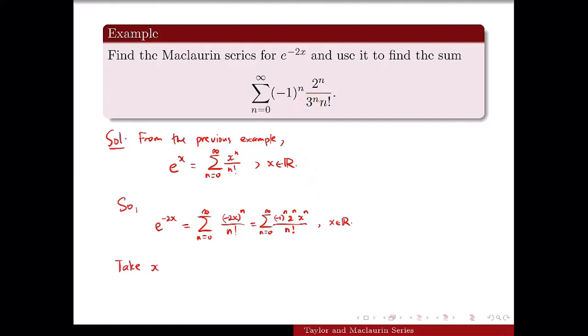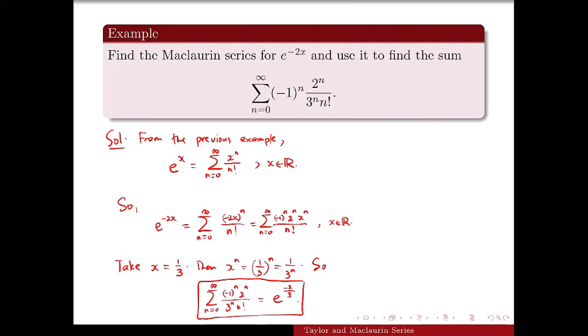So we take x equals 1/3. Then, of course, x to the n is 1 over 3 to the n. So the sum of negative 1 to the n, 2 to the n, over 3 to the n times n factorial, from 0 to plus infinity, is just e raised to negative 2 over 3. So that's the actual sum.